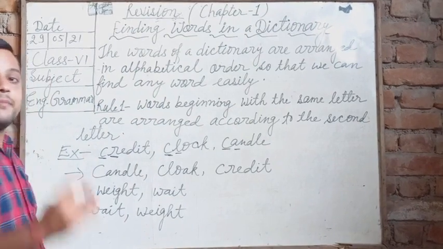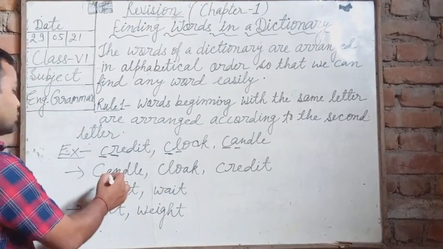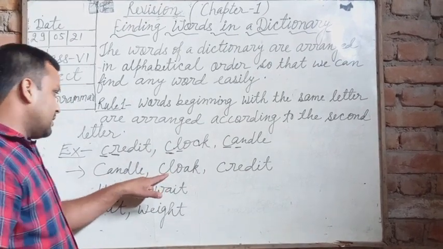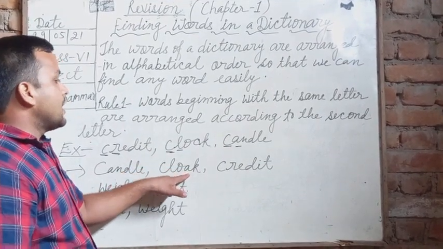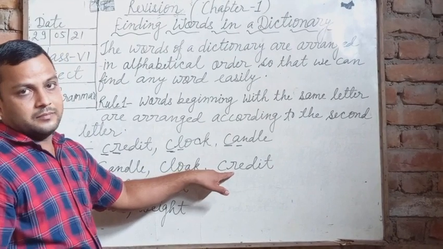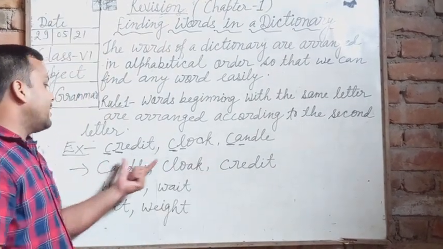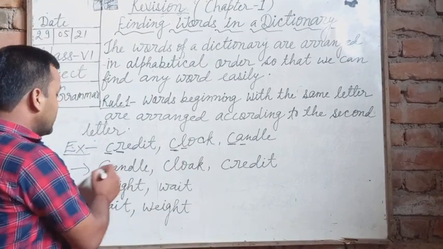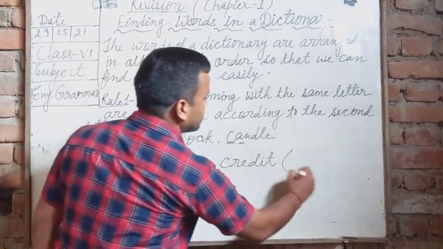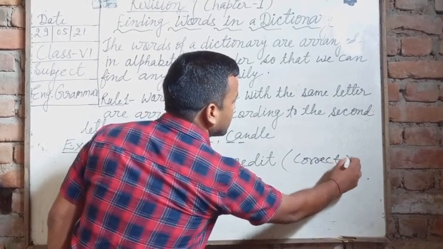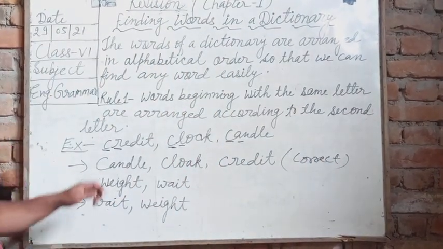So in the alphabet, A comes first. So here will be candle. After A, L comes. So clock. And after L, R comes. So here will be credit. Candle, clock, and credit. This is the correct order.